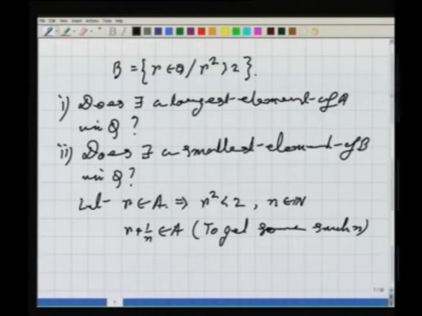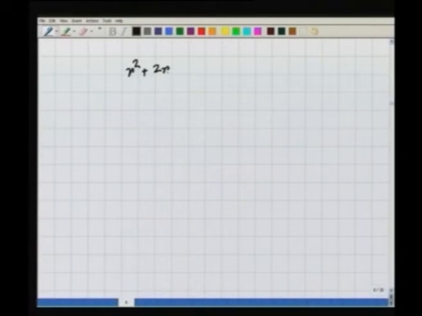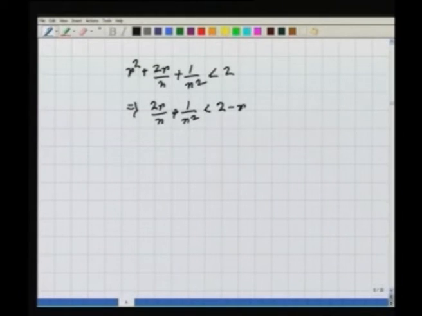Let us see whether we can do it. Well, if R plus 1 by N has to be in A, that means it has to satisfy the defining property of the set A. That means (R plus 1 by N) whole square must be strictly less than 2. Well, this implies R square plus twice R by N plus 1 by N square must be strictly less than 2. Well, this implies twice R by N plus 1 by N square is strictly less than 2 minus R square.